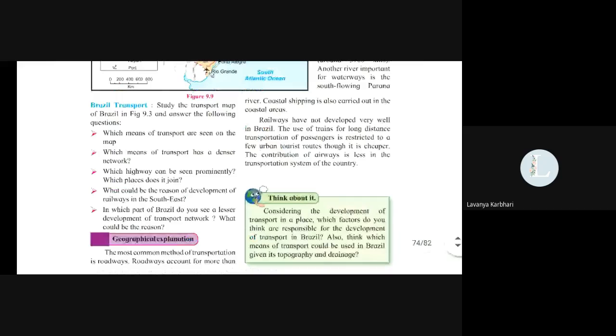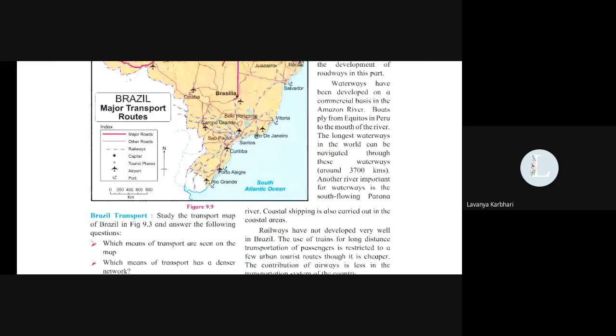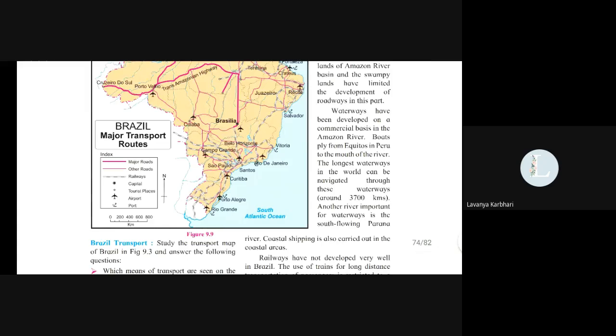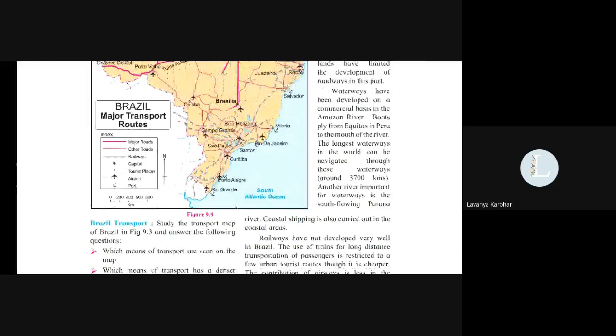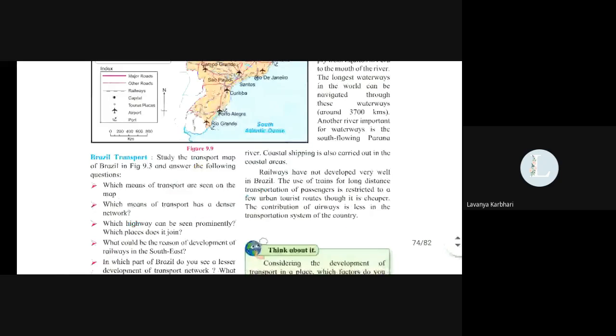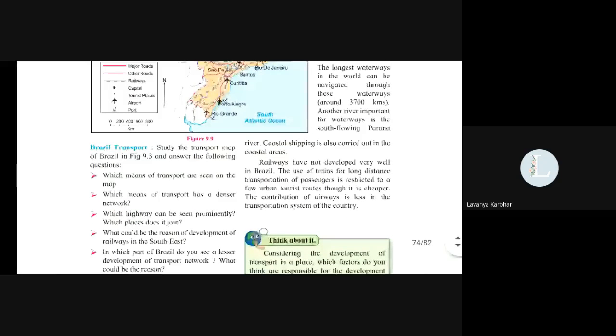What could be the reason for development of the railways in the Southeast? Southeast मध्ये रेल्वेची डेव्हलपमेंट का झाली? So it is because the southeast part of Brazil is a plain land or plain area. So that's why it is easier to lay down the railway tracks. And also the major industrial area of Brazil is in the southeast part. So that's why the railways are the major transport facility and developed over there.